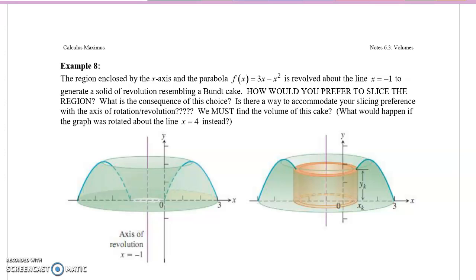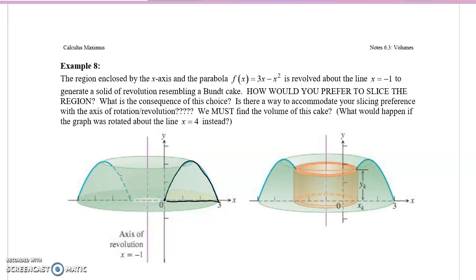Who is hungry? We made a bundt cake out of a parabola. If you take that parabola 3x minus x squared, starting at x equals 0, curving around to x equals 3, and that parabolic shape bounded by the x-axis, if we revolve that around this axis of revolution, which is the line x equals -1, we get a bundt cake. Yum! So if we're going to share this bundt cake, then we're going to need to cut it up.